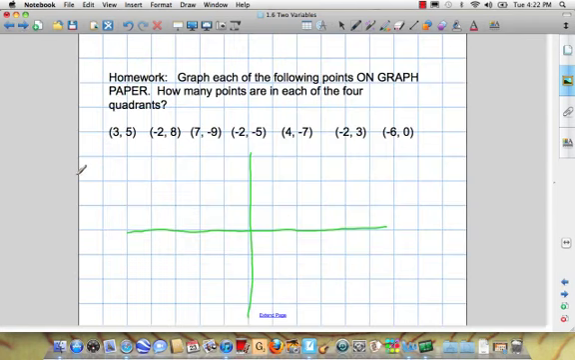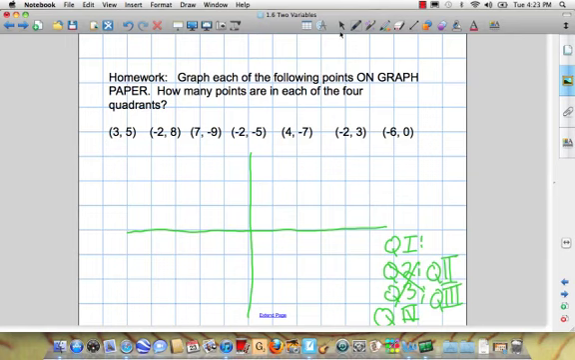Okay, and then I want you to count up the number of points in each quadrant. So at the end, you'll have a total. How many are in quadrant I? How many points are in quadrant II? Quadrant III? And then, oops, I should use Roman numerals. Sorry about that. So how many are in quadrant II? Quadrant III? And quadrant IV. Sorry, that's a little messy, but hopefully you get the idea. Alright, pause the video if you need some time to copy that down.